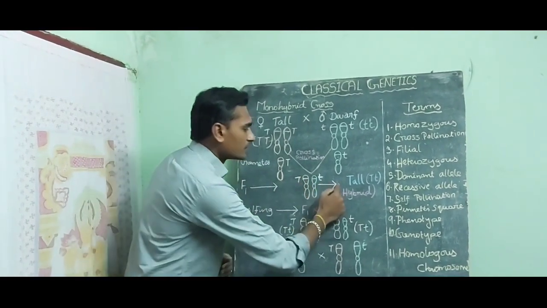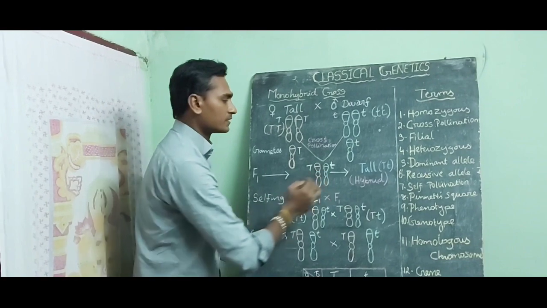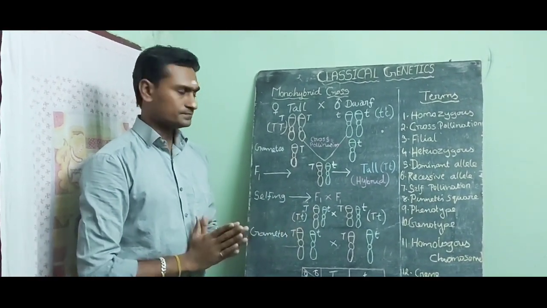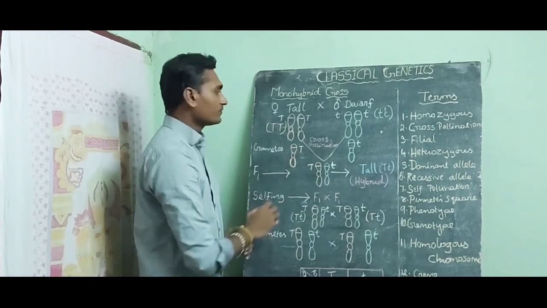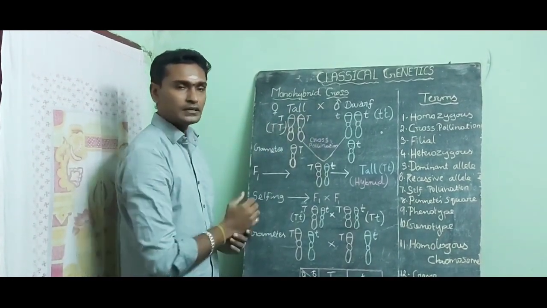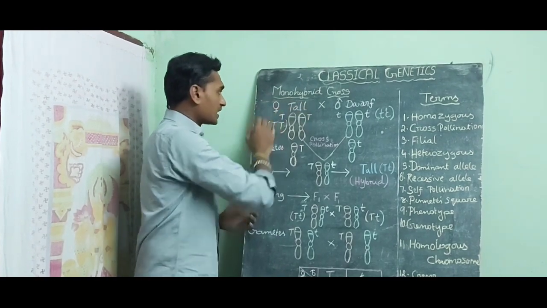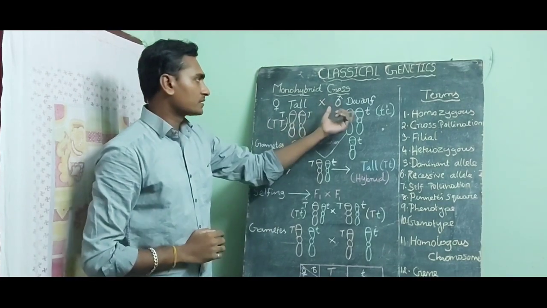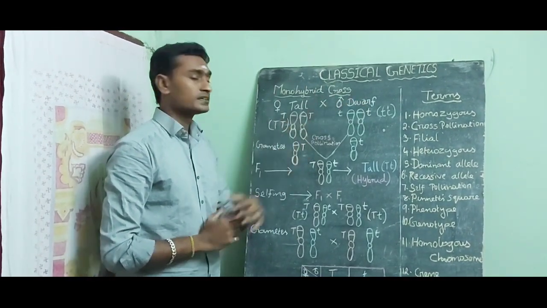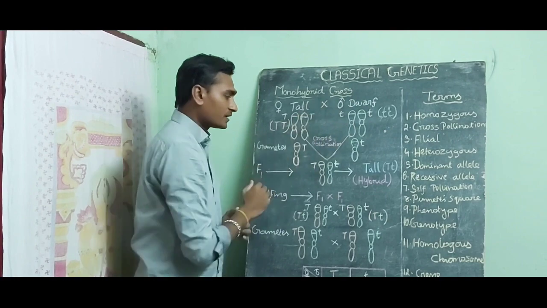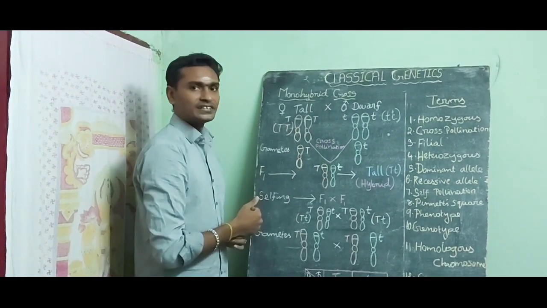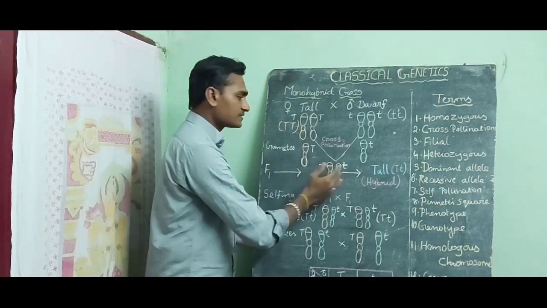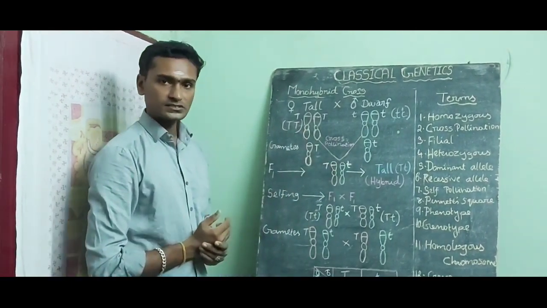Then put in a bracket, that word is called hybrid. Hybrid is nothing but the young one that differs from its parents. The mother has capital T, the father has small t, but the progeny has capital T and small t. So that condition is called hybrid.